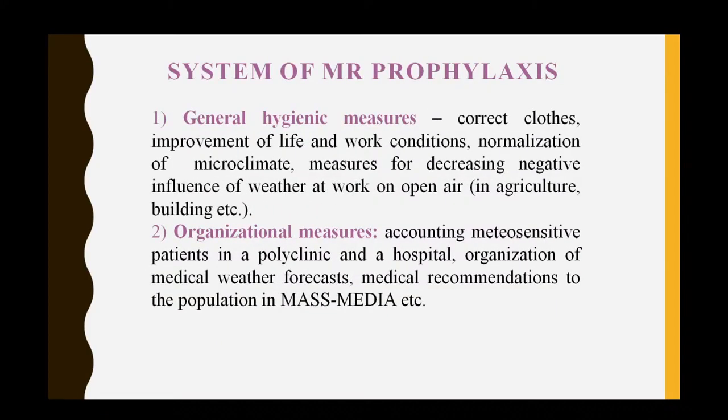And prophylaxis. Now, prophylaxis of manifestations of meteotropic reactions. These measures might be shared in some groups. General hygienic measures: correct clothes due to weather, improvement of life and work conditions, normalization of microclimate, measures for decreasing negative influence of weather at work on open air. First of all, people who work in building, in agriculture. Next group of measures, organizational measures: accounting meteosensitive patients in the polyclinic and hospital, organization of medical weather forecasts, medical recommendation to the population in mass media.